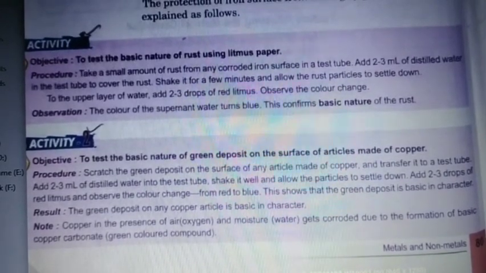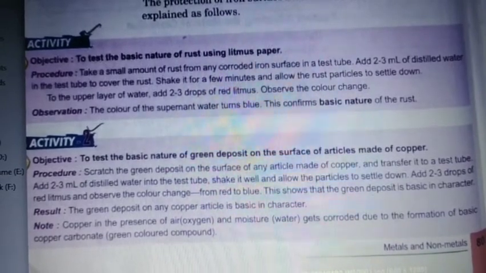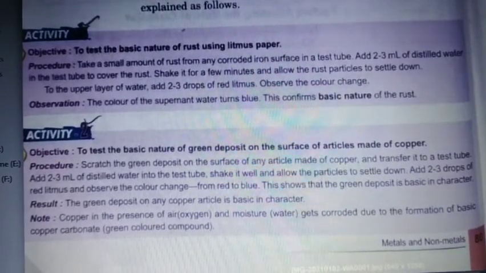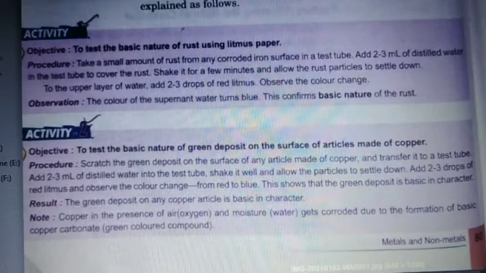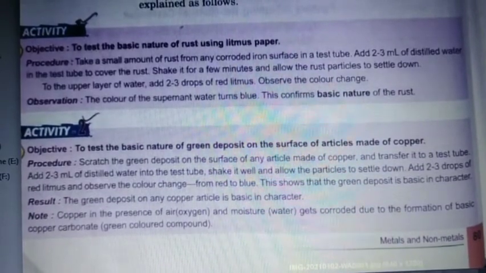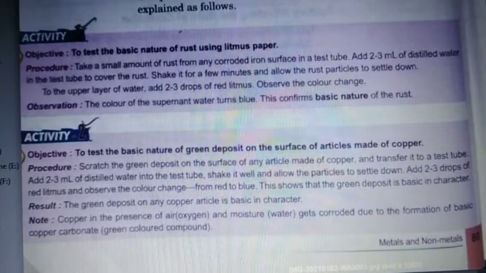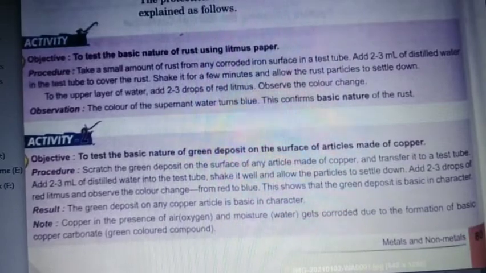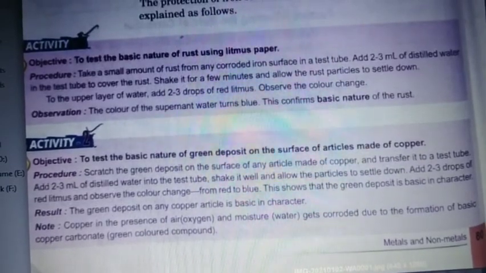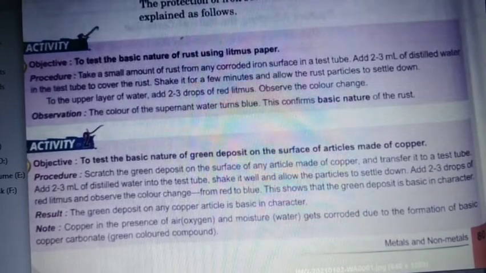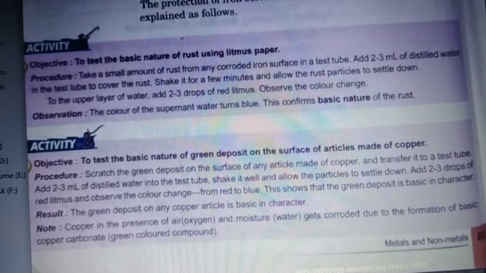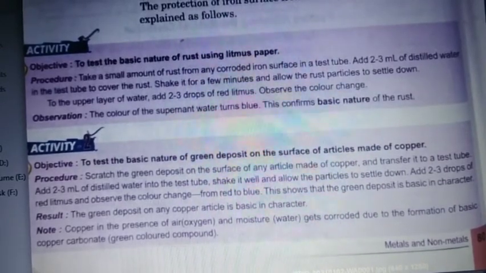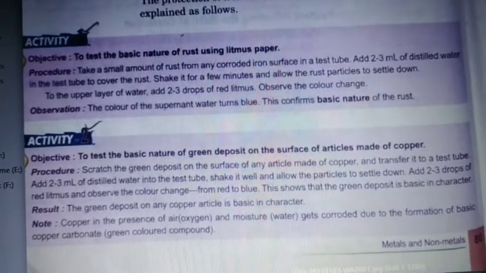Remember, we do this litmus paper test to know whether the liquid is acidic or basic. When an acidic substance is there, it converts blue litmus to red, and when a basic medium is there, it turns red litmus to blue. So if you add 2 to 3 drops of red litmus, it turns blue. That confirms the basic nature of the rust.